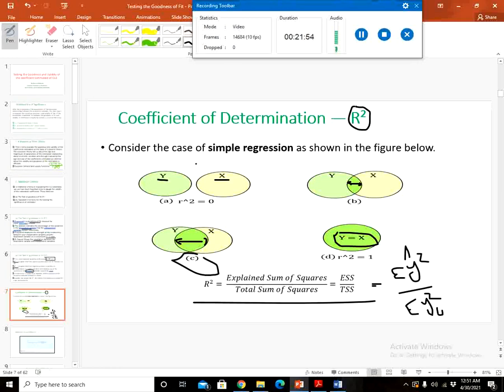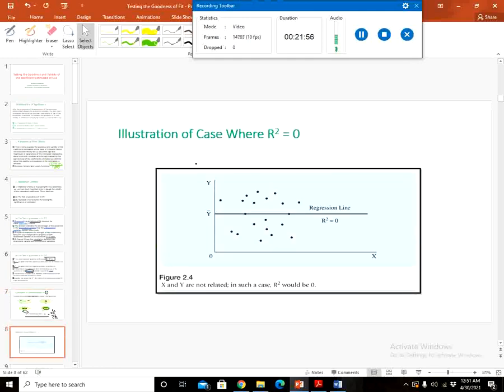Now we explain the phenomena of R square through some graph illustrations. First, the case where R square is equal to 0. Here we see on the horizontal axis there is x, while on the vertical axis there is y, and we see the regression line. The regression line is horizontal, which means that x has practically no impact.